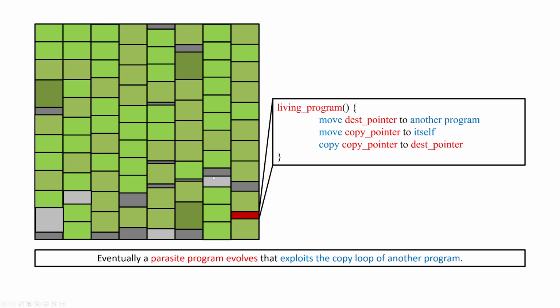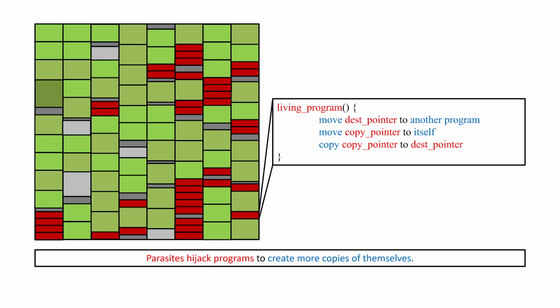So when this parasite program gets a chance to execute, all it's doing is going out and looking for other programs that it can infect. When one of the infected programs gets a chance to execute, it thinks, oh, I'm going to go copy. But because it's been hijacked, it copies the parasite program instead, and it copies it somewhere in memory. So we can imagine that over some time, that parasite program starts to take over memory.